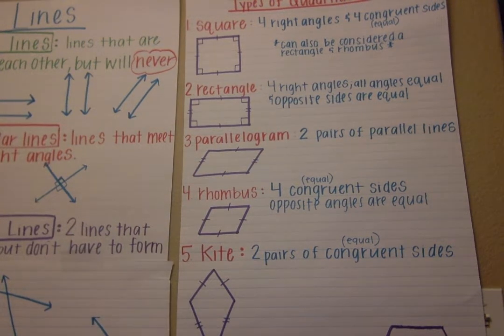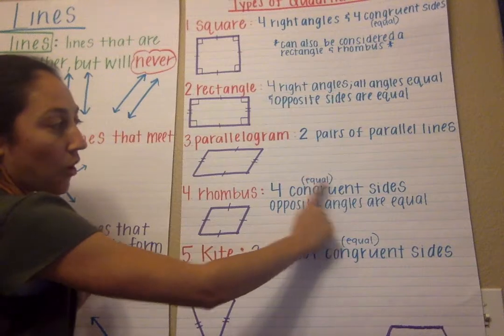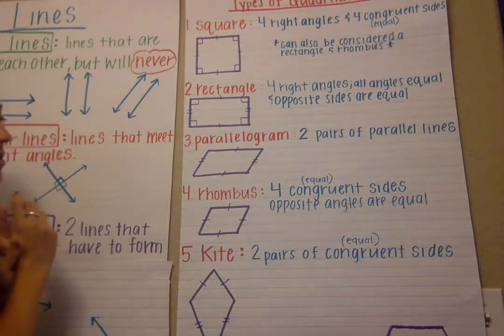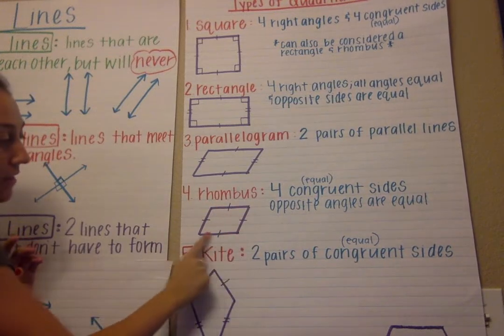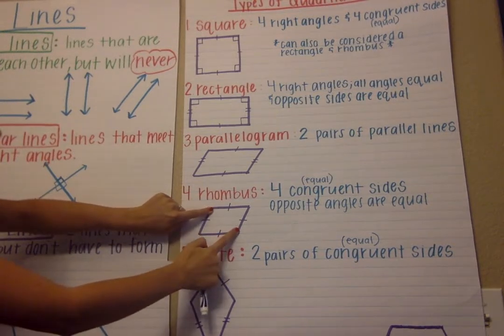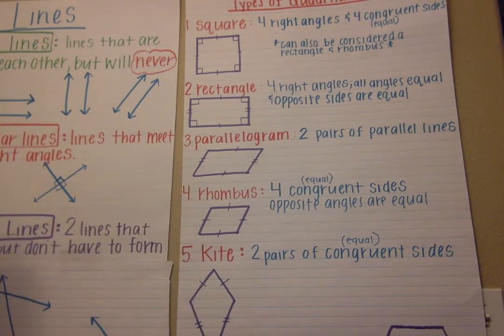A rhombus. A rhombus is a shape that has 4 congruent, or again, equal sides, and then the opposite angles are equal. So, like a square, all of these sides are congruent or equal to each other. And then this angle and this one are equal. Don't worry too much about the angles. We're going to go over what angles are Wednesday and Thursday.